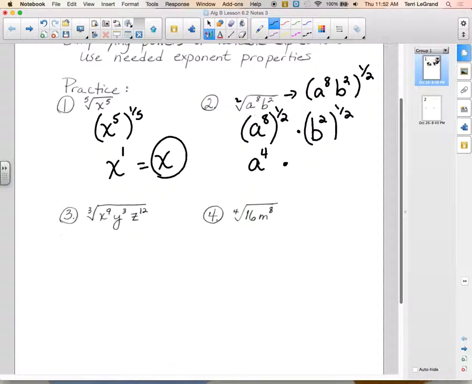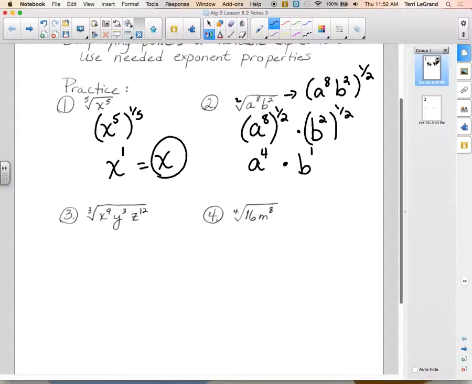Emerson, can you tell me what b to the 2nd raised to the 1/2 power can be renamed as? B to the 1st power, okay. And is that how we're going to see it in an answer bank? Are we done? No, we can clean this up a little bit. How would they show this in an answer bank, do you think?